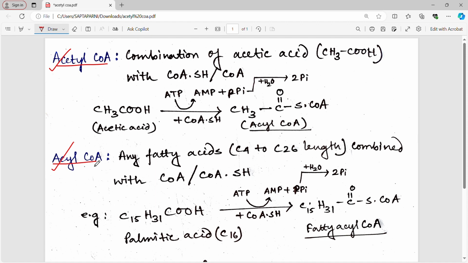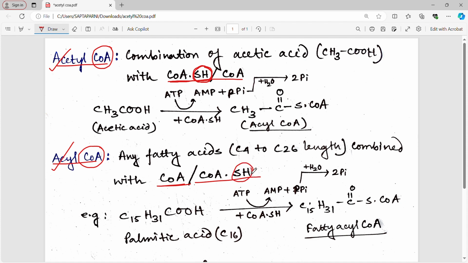So you can see a common term, that is CoA or coenzyme A. So what is coenzyme A? Coenzyme A is a molecule containing several groups, and one of its major groups is its sulfhydryl group. That is why we also call CoA or coenzyme A as CoA-SH sometimes. I have written CoA as well as CoA-SH, as it has a major sulfhydryl group.